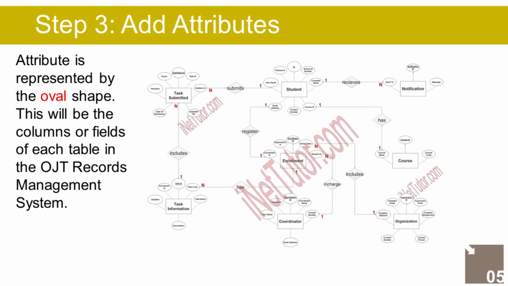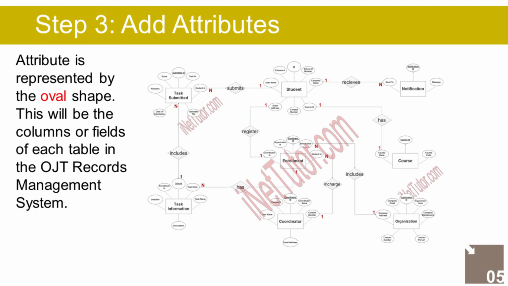Organization, primary key represented with underline. Organization name. Company background. Contact person. Contact number. Company address. Company email. Coordinator. Coordinator ID-primary key represented with underline. Coordinator name. Contact number. Email address. Username. Password. Task information. Task ID-primary key represented with underline. Task code. Task name. Description. Deadline. Enrollment ID-foreign key.